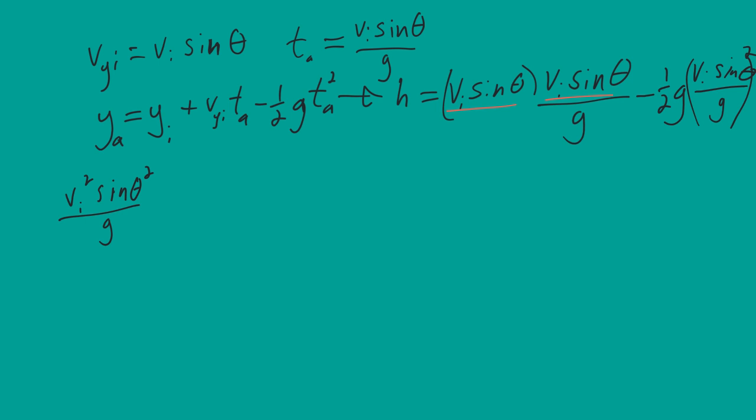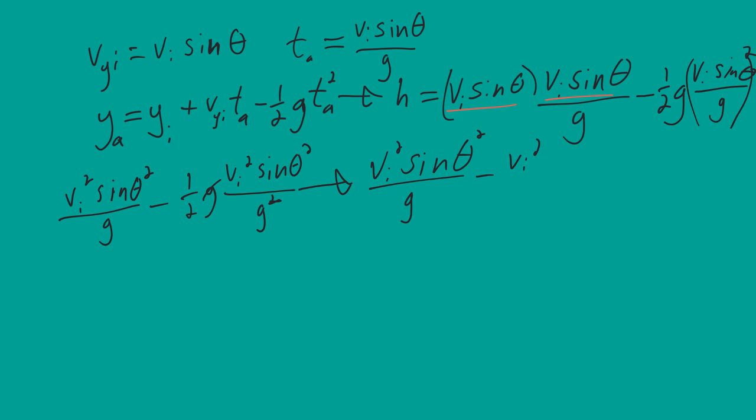Over the acceleration of gravity minus 1/2 g vi squared sine of theta squared over g squared, right? Our g's cancel, so we are left with vi squared sine of theta squared over g minus vi squared sine of theta squared over 2g.